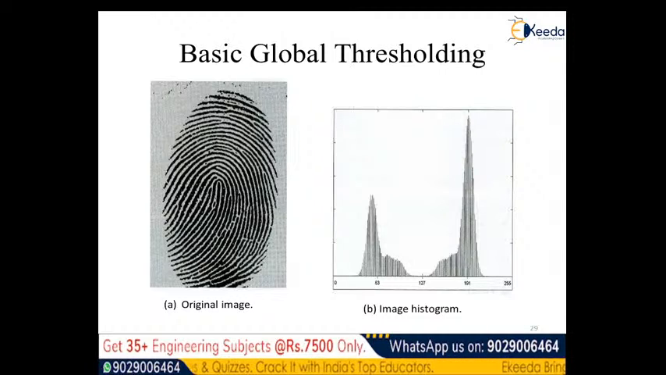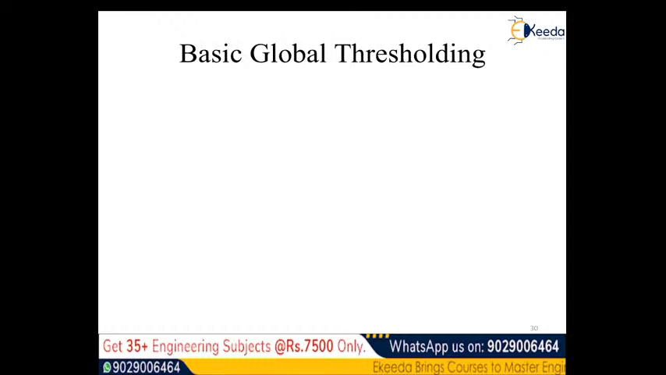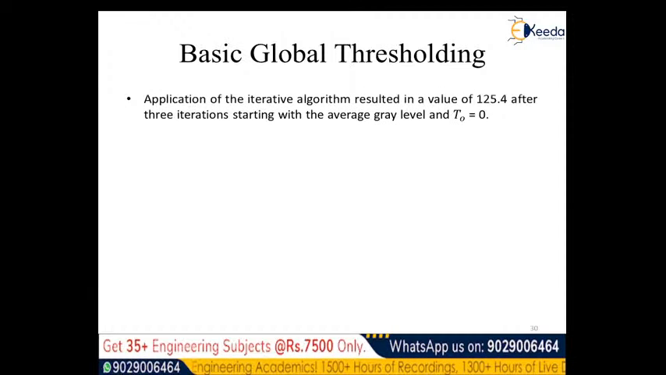In the corresponding image histogram, we see two prominent groups, and we intend to strike out the background. The application of the iterative algorithm of 5 steps that we have just seen results in a value of 125.4 after 3 iterations, starting with the average gray level and the tolerance capital T suffix 0.